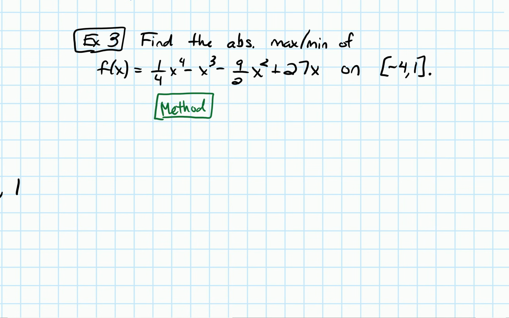The method involves the key idea that when we have a function that's continuous on a closed interval like this, the only place the absolute max or the absolute min could possibly occur is either at a critical number of the function that happens to be within this interval, or at one of the endpoints. So it's a matter of breaking down our steps to find those possible points and then testing them. My first step is going to be to find the critical numbers of our function in the given interval.